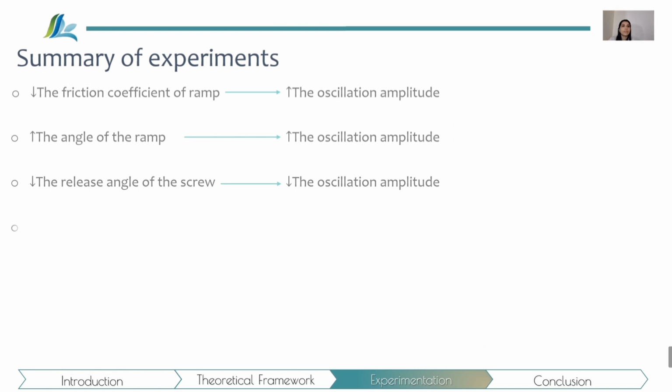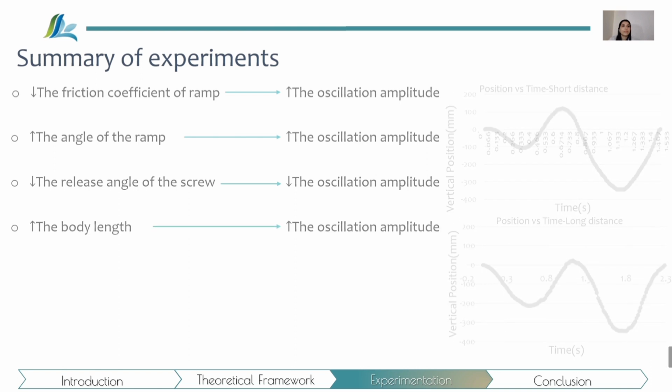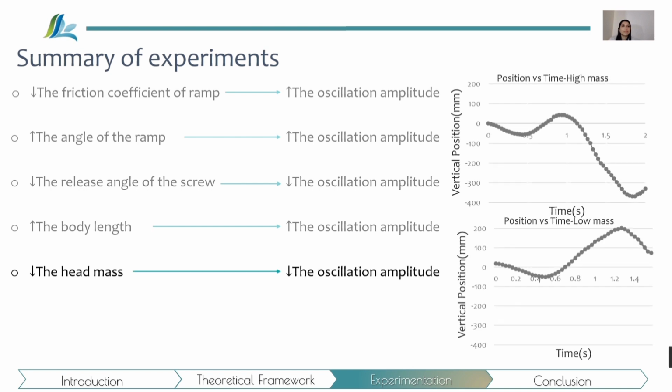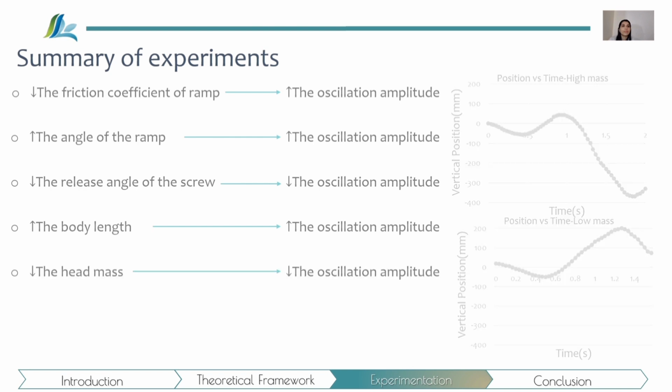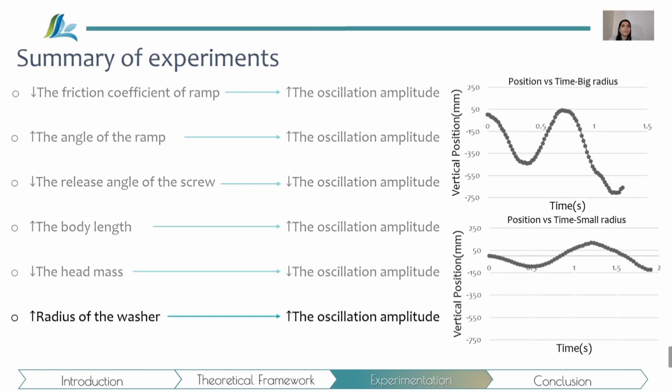By increasing the body's length, the oscillation amplitude increases. By decreasing the mass of the head of the screw, the oscillation amplitude decreases. By increasing the radius of the washer, the oscillation amplitude increases.